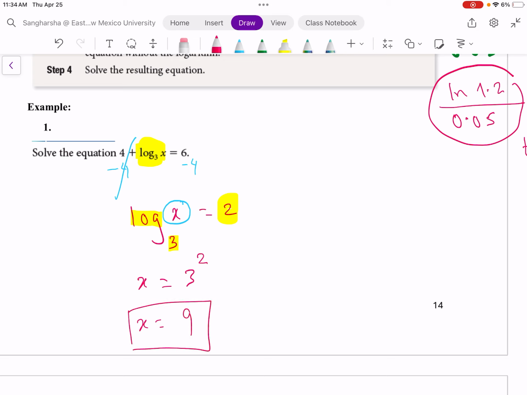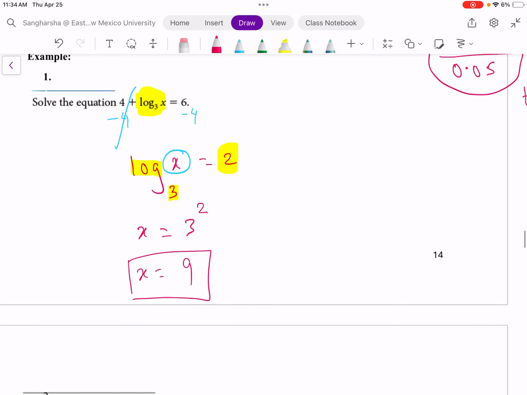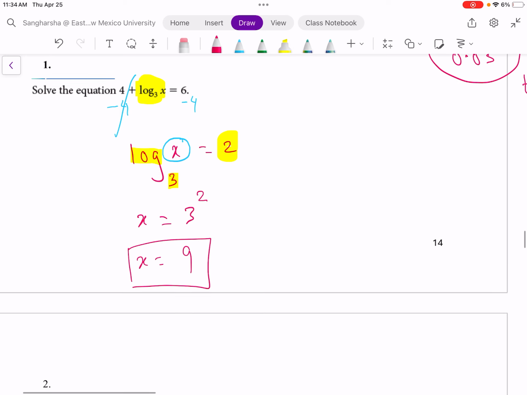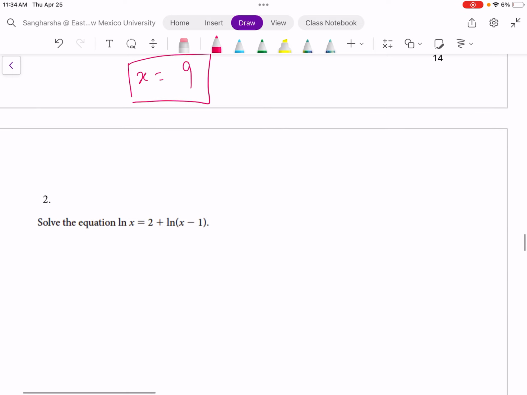Collect your log expression in one side, and make sure you write the log expression using one single log. After that you are getting rid of log. It means you are rewriting that in terms of exponential form and then you simplify. Okay, let's go to the next example.